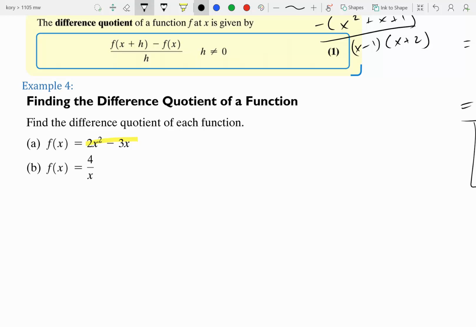So we have f of x plus h. So what we're going to do is replace every x with x plus h. So that's 2 times (x plus h) squared minus 3 times x, which is (x plus h). And then we want to subtract that by f of x. So let me highlight the parts we did and how they coincide to each other. So minus f of x, so f of x is 2x squared minus 3x.